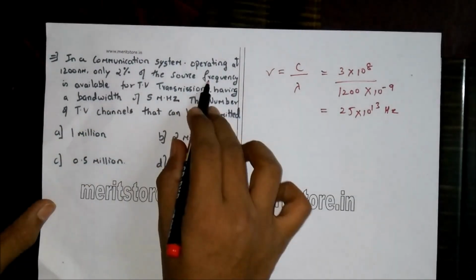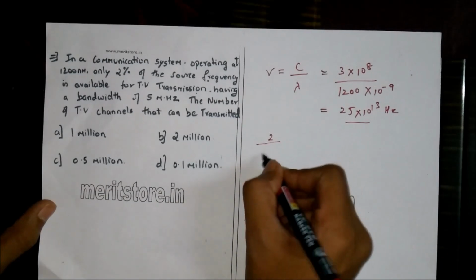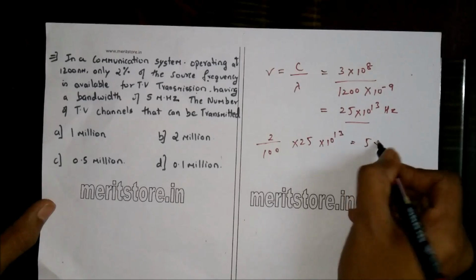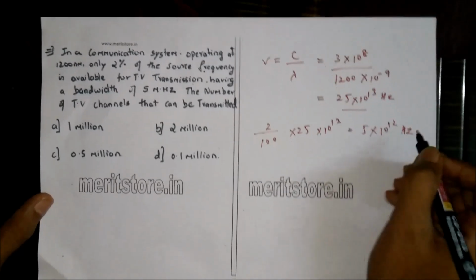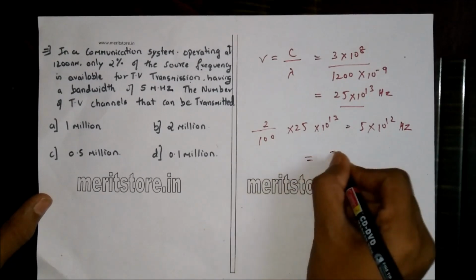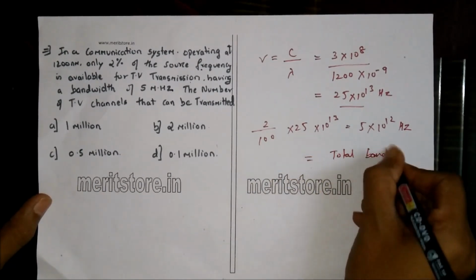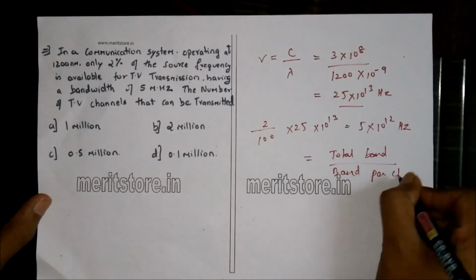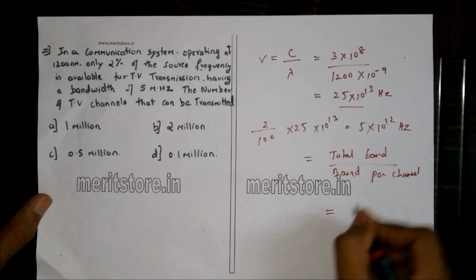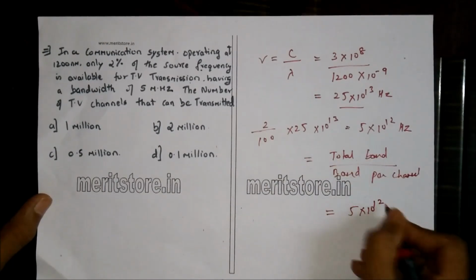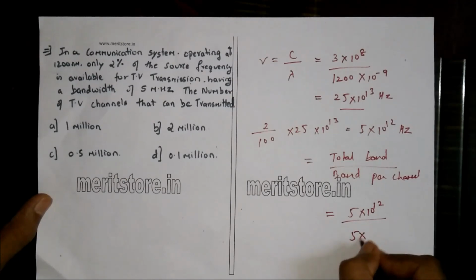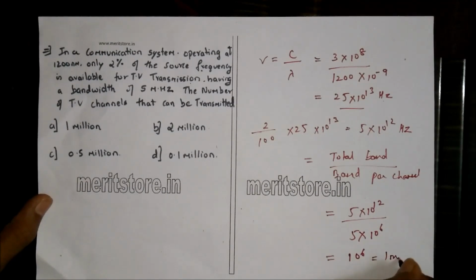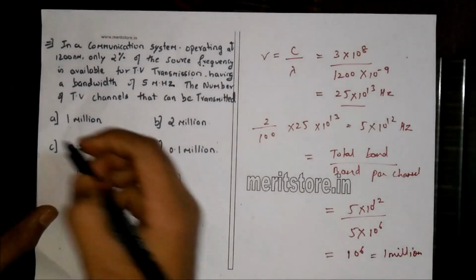Now, only 2% of the source frequency is available. So 2% of this will be 2 upon 100 into 25 into 10 raised to 13, which is equal to 5 into 10 raised to 12 Hertz. So therefore the number of TV channels available will be equal to total bandwidth upon bandwidth per channel. The total bandwidth will be 5 into 10 raised to 12, and the bandwidth per channel will be 5 megahertz, which is 5 into 10 raised to 6, which gives 10 raised to 6, which is equal to 1 million. So the correct answer is option A, 1 million.